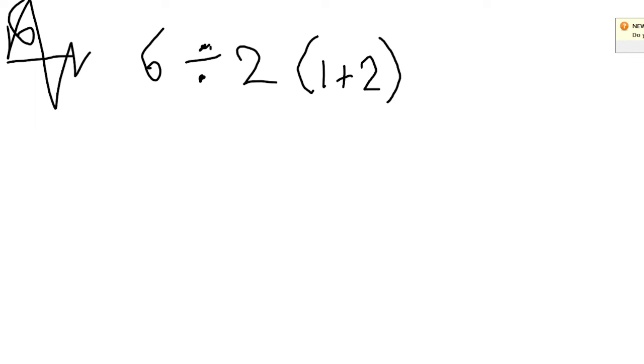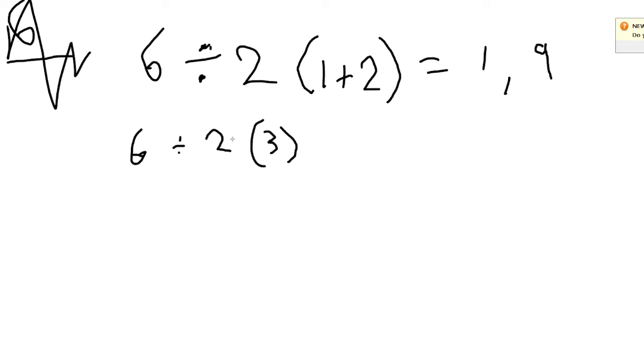Now, there's two possible answers for this, right? People say it's either 1 or it's 9. They're the most common answers you get. Now, why? Well, because this can be rewritten as 6 divided by 2, and then you put 3 in the brackets. No one's arguing with that, right? No one argues with that.